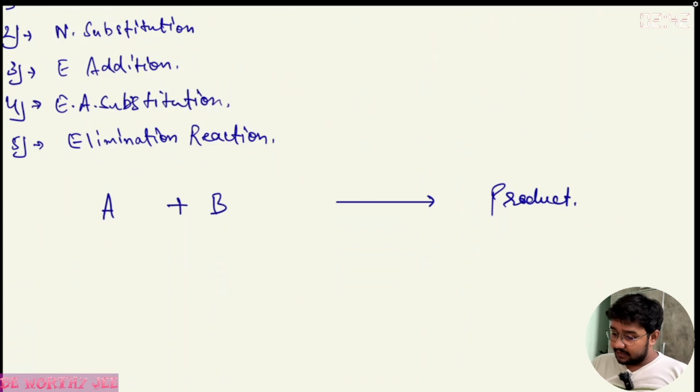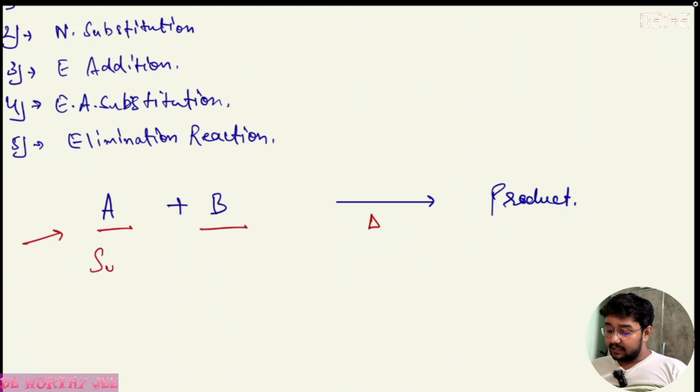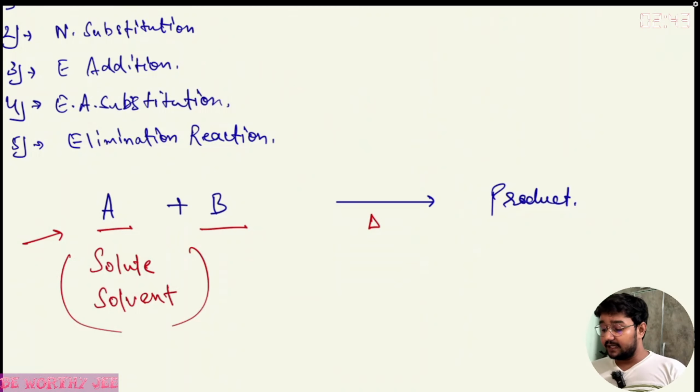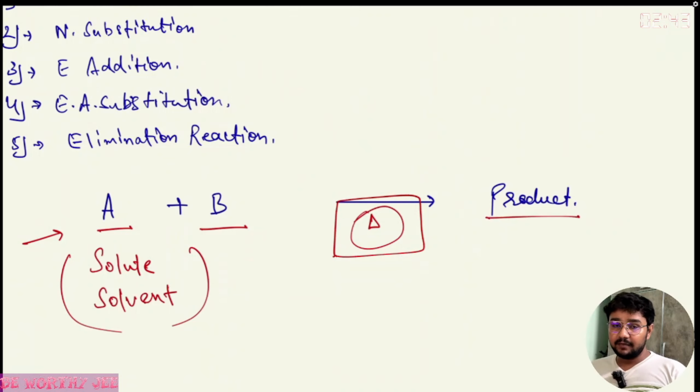So how does a reaction proceed? Suppose we take A and B. What are these? These are reactants. So if we add A and B, then will it react or not? It will depend on the medium also. So it can be solute, solvent as well. When two or more solutes and solvents react with each other in a favorable condition and the product is made, then the reaction has happened.